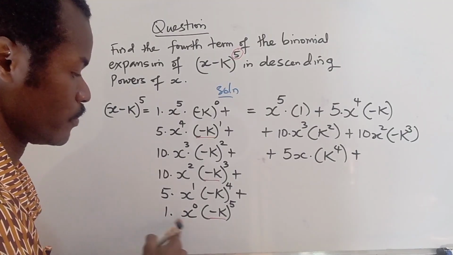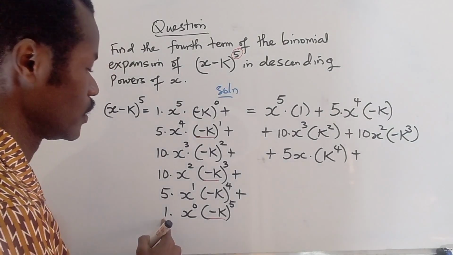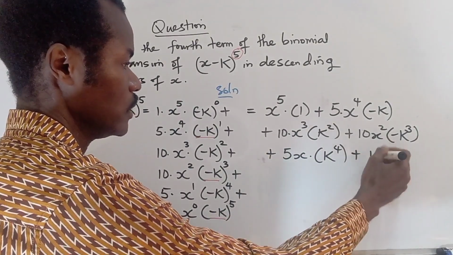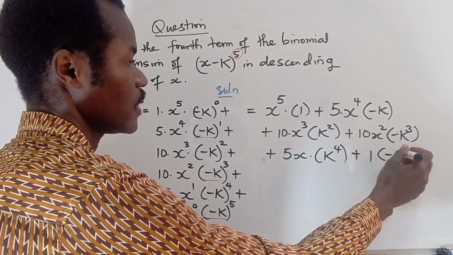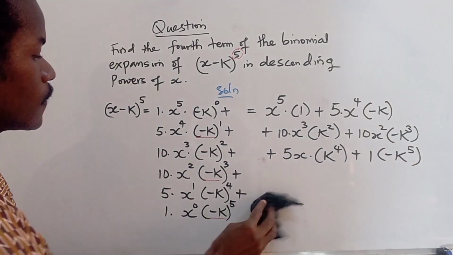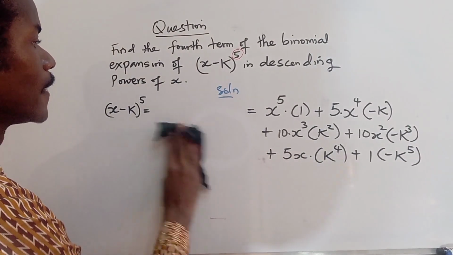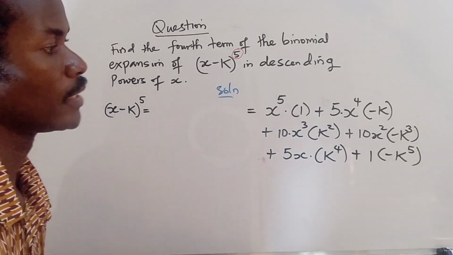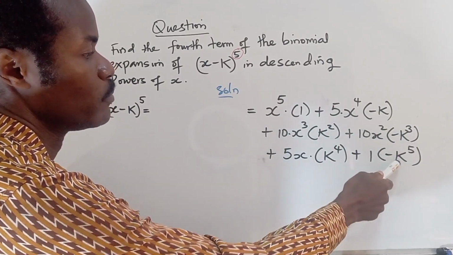Okay, so we have that, and finally we have plus 1. By the law of indices, x raised to the power of 0 is 1. So this is 1 times 1, which is 1. Now for this, since this is odd, we are still going to be left with minus k raised to the power of 5. Okay? So now that we have done the expansion, we can take one more step to bring out all the minus within these brackets.